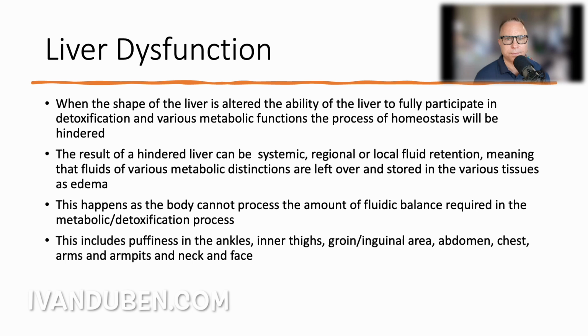The body will always store excess metabolic fluids in tissues. It depends on the individual and the type of physiological adaptability and their body type, but you can look for this in various areas, as puffiness in the ankles, inner thighs, groin, inguinal area, the abdomen, the chest, the arms or armpits, the neck and the face. When you're assessing it, you just have to tap the skin and you'll see that it'll sort of respond like if you were tapping on top of a pond. You can kind of sense the water that the body's holding.